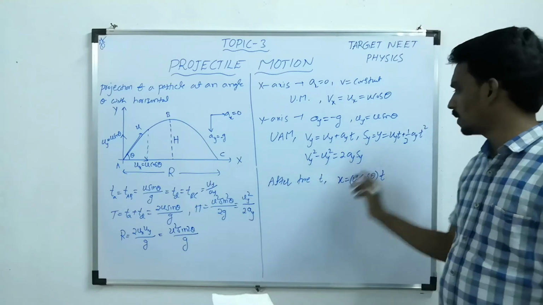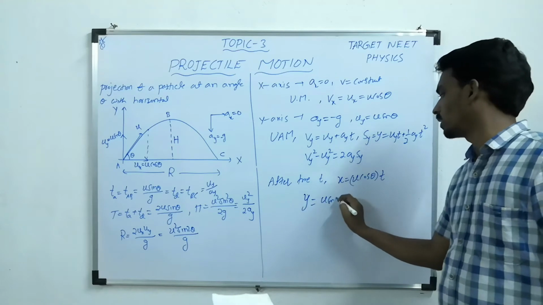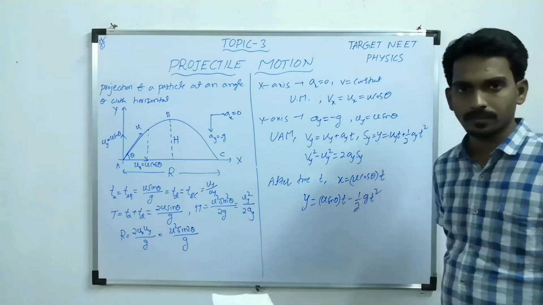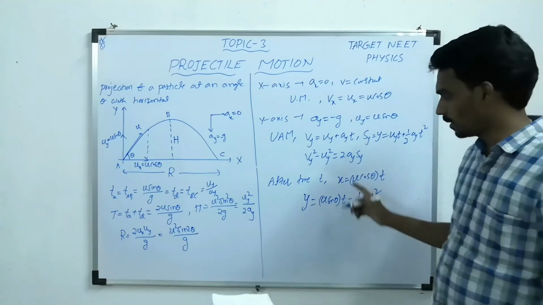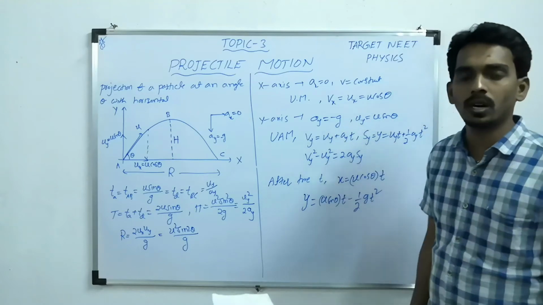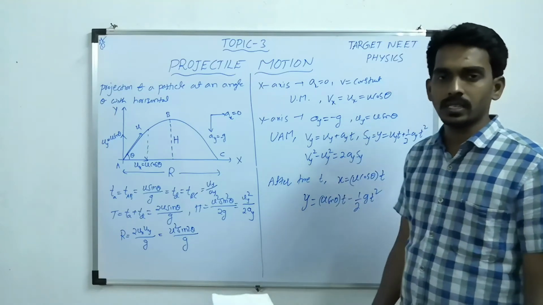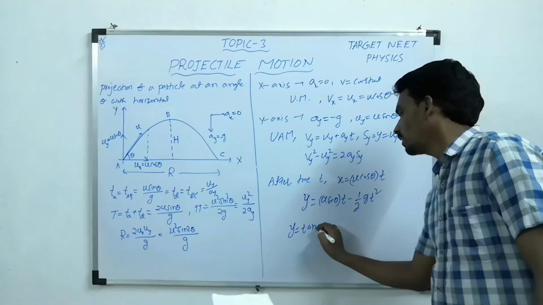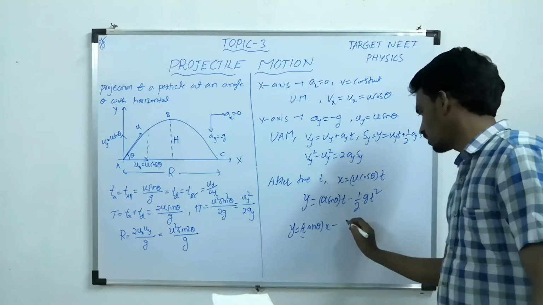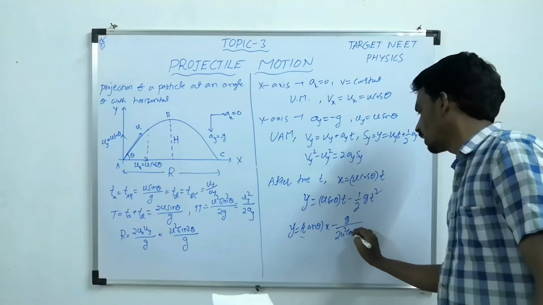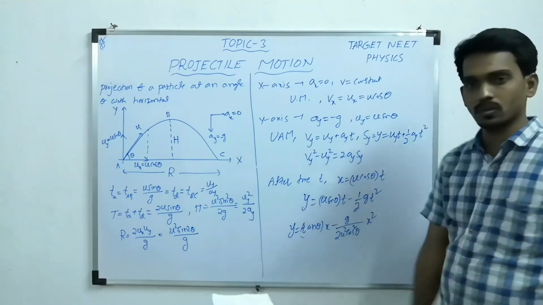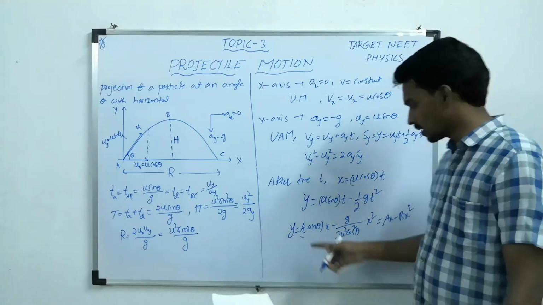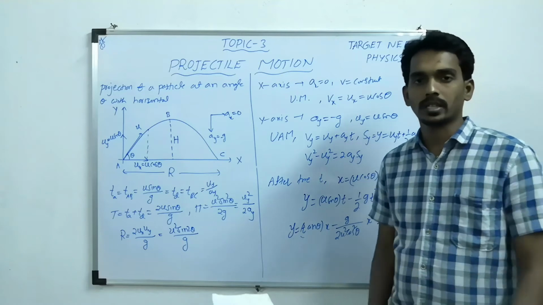And at any point the y displacement we have already written, that is u_y, u sin theta into t minus half a_y, g t square. And if you derive the relation between the x coordinate and the y coordinate, that is called what? The equation of trajectory, and that comes out to be y equal to tan theta into x minus g by 2u square cos square theta into x square, or you can write it like ax minus bx square. This is the generalized form of projectile motion.